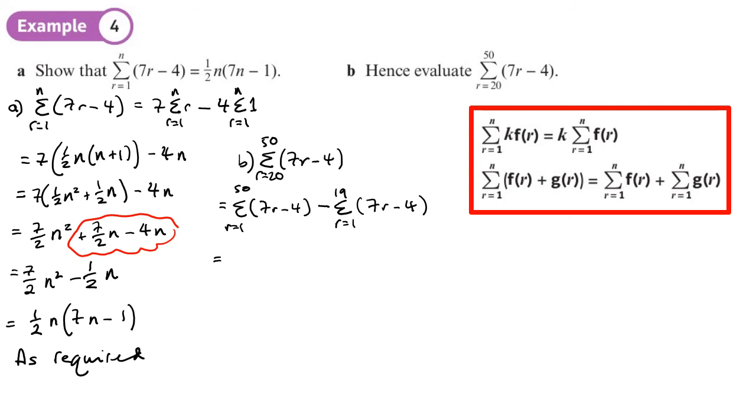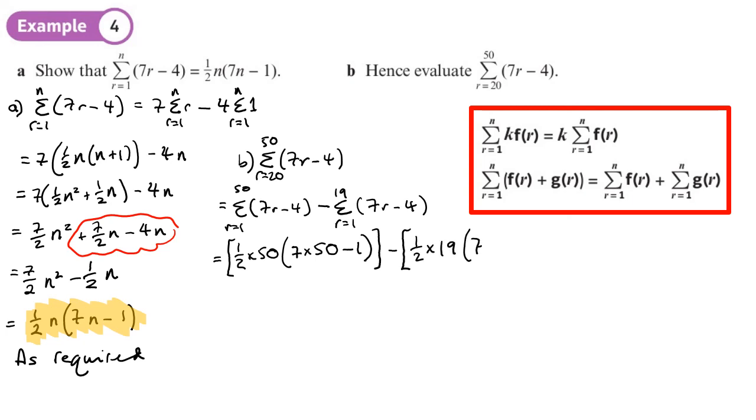So the sum to 1 to 50 is going to be this, but with 50 in it. So that'll be half times 50 times 7 times 50 minus 1. Okay, so that's the first bit. And then minus the same formula, but now we put 19 in. So half times 19, and then in brackets 7 times 19 minus 1.